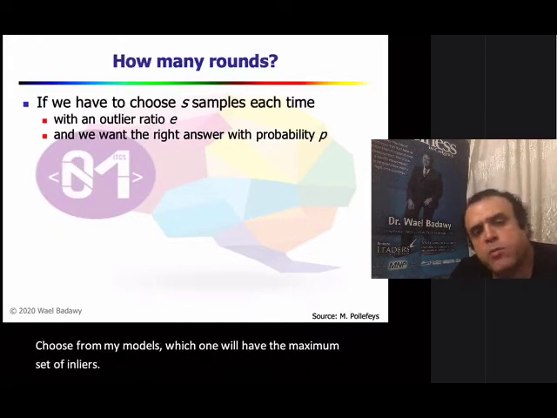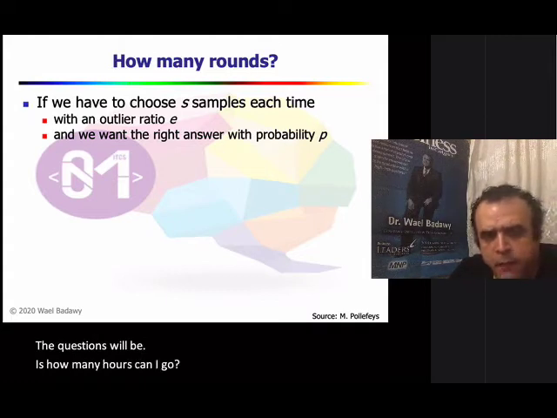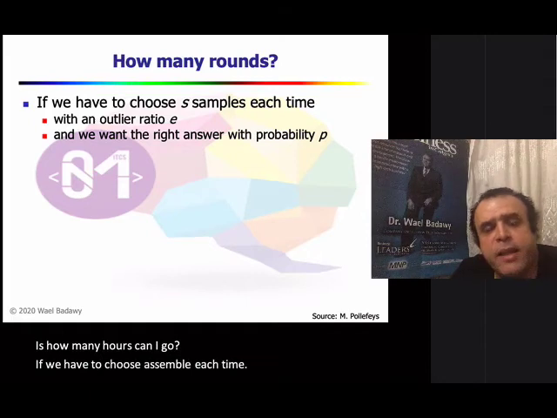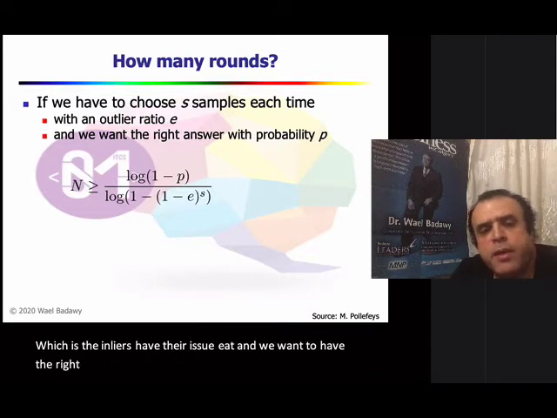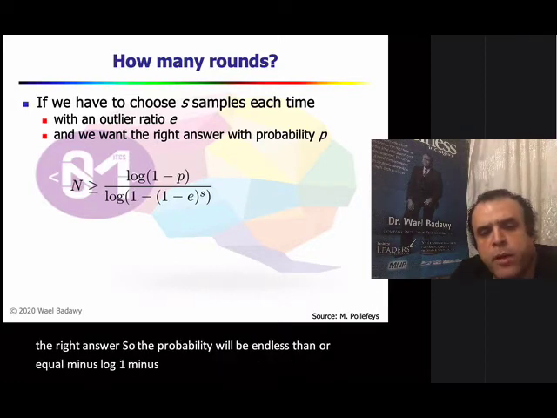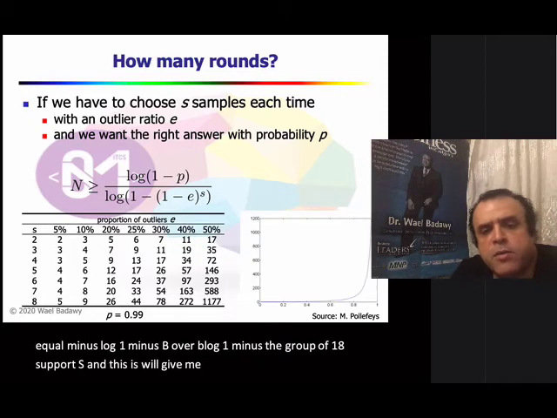The question is, how many rounds can I go? If we have to choose S samples each time, where the inliers have the ratio e, and we want to have the right answer with probability p, then n is less than or equal to minus log(1 minus p) over log(1 minus (1 minus e) to the power s), and this will give me the number of rounds which I will go.